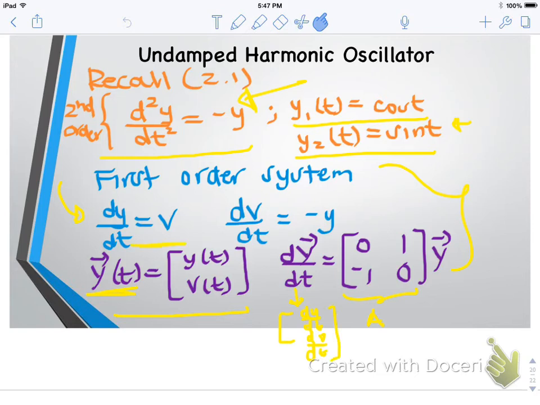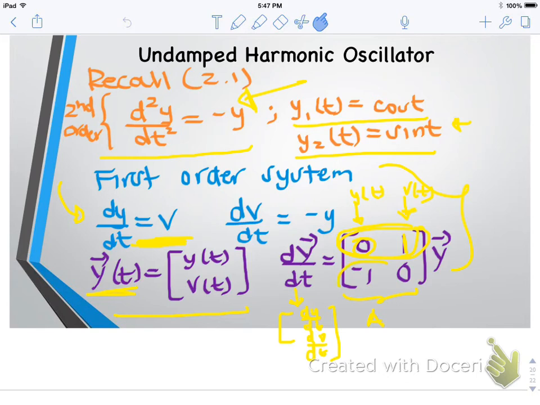Well, looking at dy over dt, we're correlating it to this row. The first entries represent our y of t coefficients, and the second entry represents our v of t coefficients. So in this first row, looking at dy over dt, there's no y, right? It's just v. So that's how we got that 0 there. And the coefficient in front of the v is 1, and that's how we got that 1.